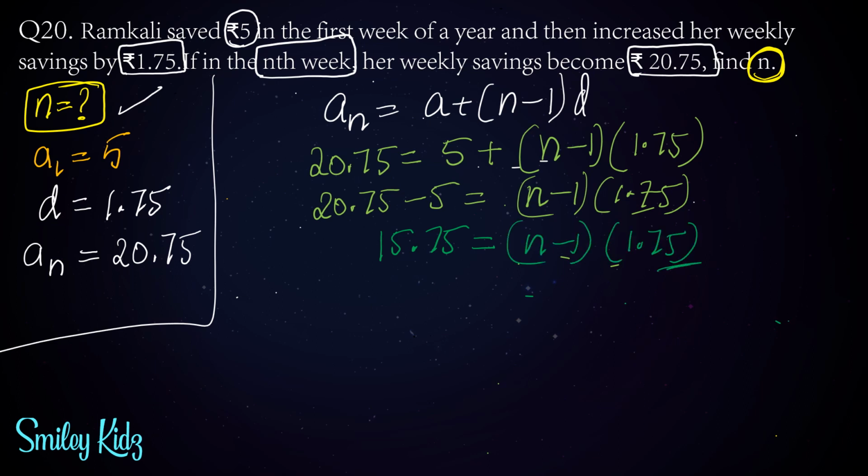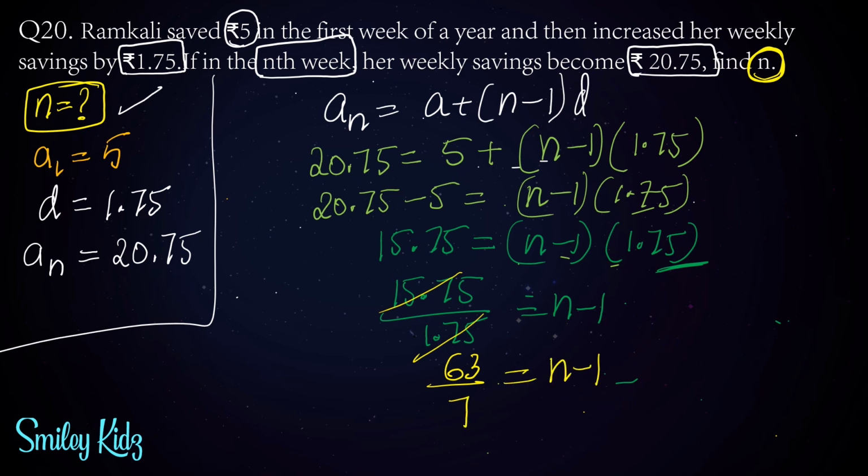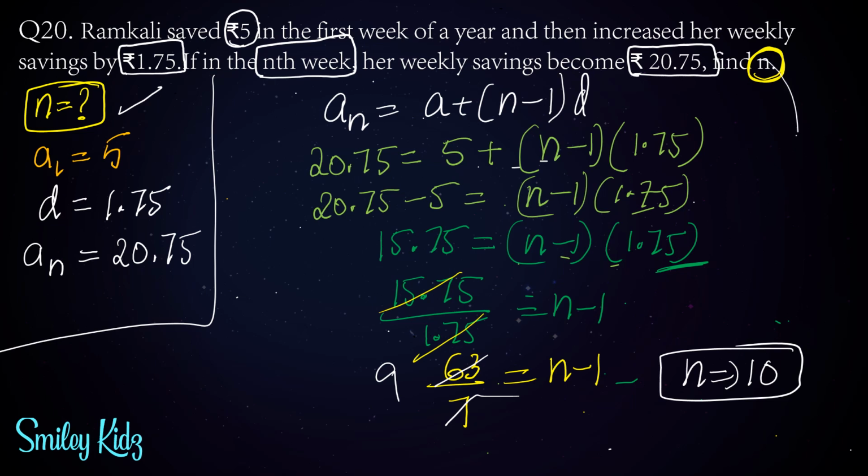Then, I'm going to transpose this 1.75 to the other side. It turns out to be dividing. 15.75 upon 1.75 is equal to N minus 1. Now, this turns out to be, everyone, 63 upon 7 is equal to N minus 1, which is going to be 9. So, N will be equal to 9 plus 1, which is 10. Now, what is the value of N over here? The value of N is 10. That is something that is already asked in the question. You're going to find out N. What is N? N is 10.